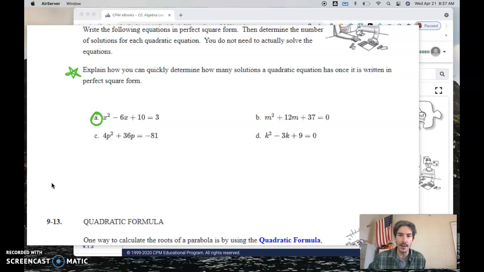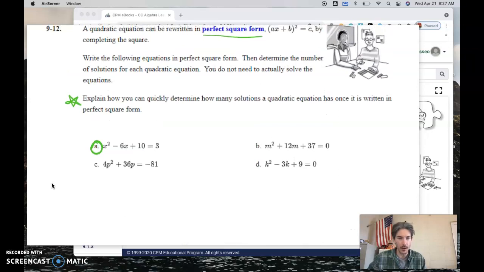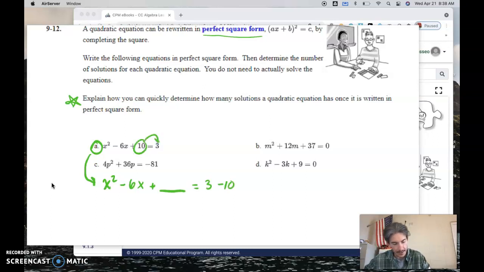And the way that we do this in perfect square form, recall, is by completing the square. We do this by creating a void, sending that integer value over to the other side, and then making an effort to complete the square. So I'll remind you of this. I'm going to write it as x squared minus 6x plus some number that I don't even know yet. And then I'll write this as 3 minus 10. Now it's 3 minus 10 because I took that and sent it over to the other side, and it was plus 10 on the left, so I'm subtracting 10 from the right. That's the way that we create that movement.